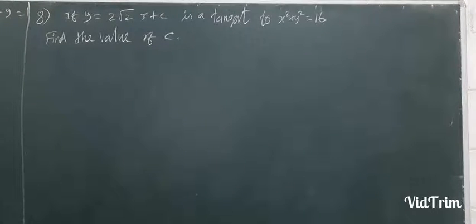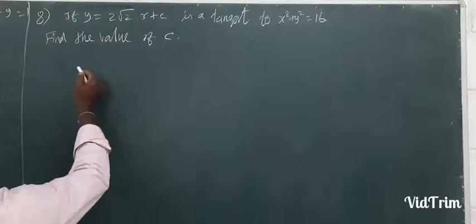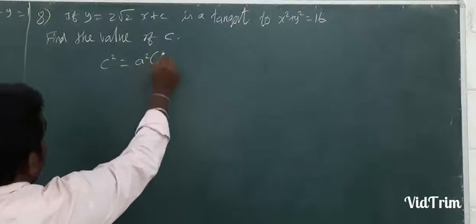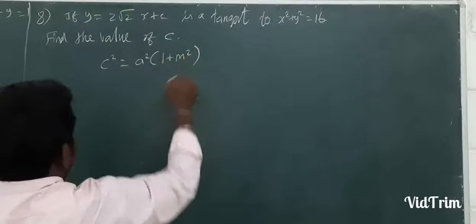Exercise 5.1, 8th question, that is an important question. If y is equal to 2 root 2x plus c is the tangent to the circle x square plus y square equal to 16, find the value of c. Just before I told you, if they are giving these conditions, we use the formula c square is equal to a square into 1 plus m square.